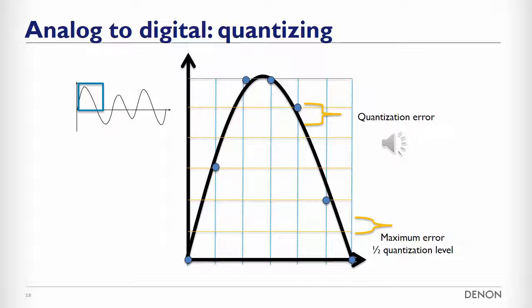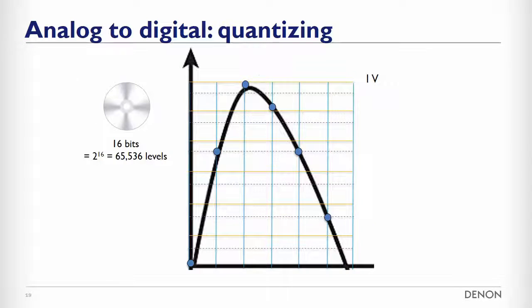The maximum quantization error that can be made is equal to half of the quantization level. So, the more bits we use, the lower the quantization noise, and the better the final audio quality. Compact discs employ 16 bits, which gives you 65,536 quantization levels. Imagine the maximum signal value is 1 volt. In that case, the quantization error would be a maximum of 0.00003 volts.